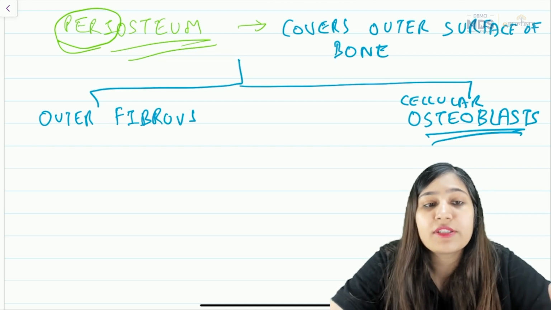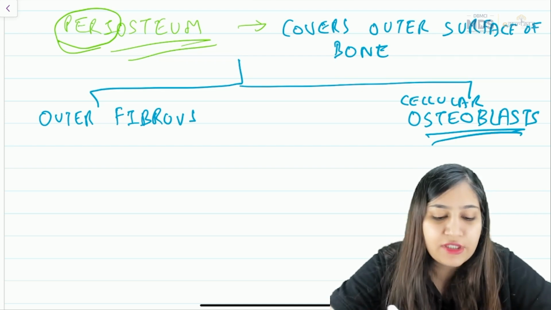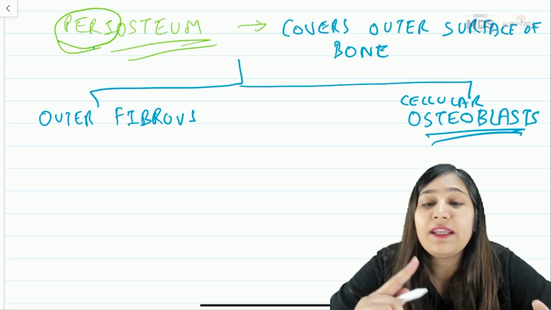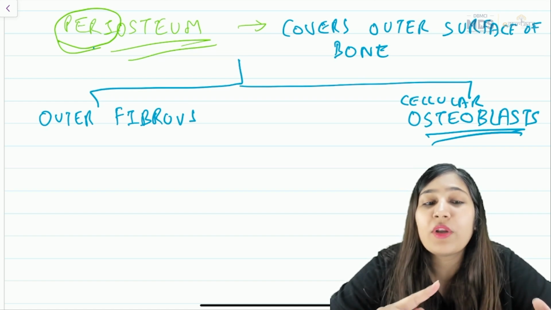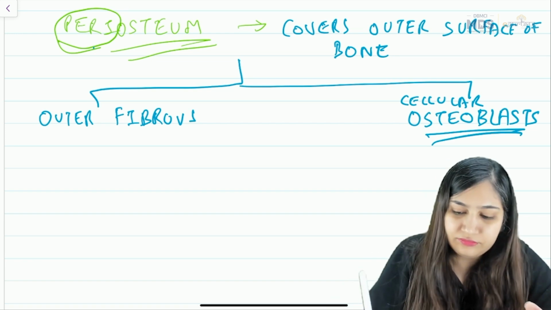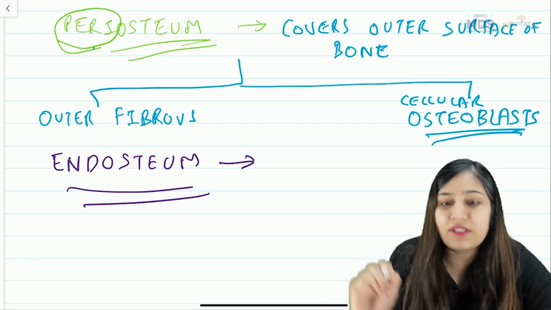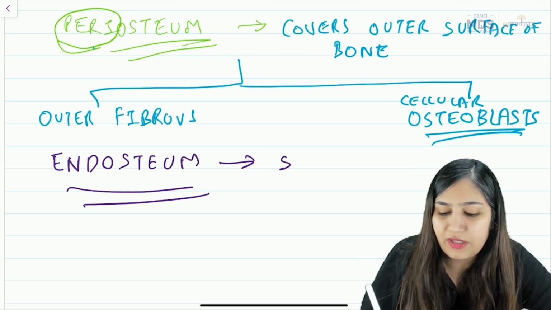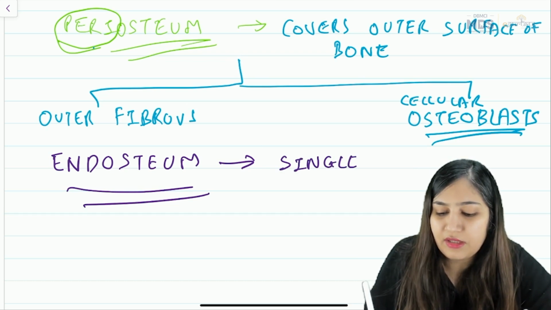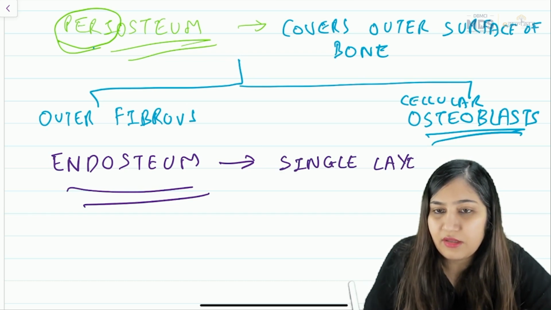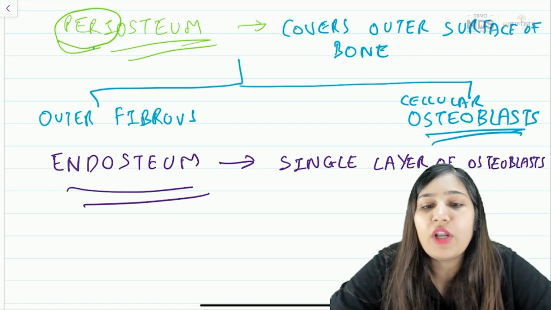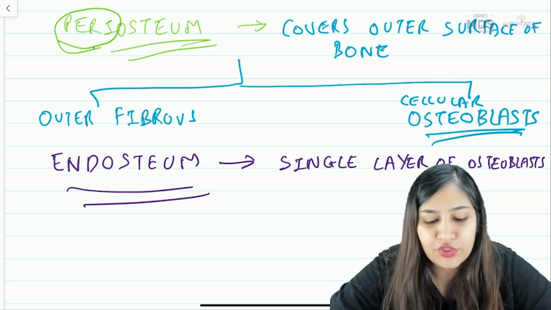Endosteum. Endosteum meaning inner portion. Periosteum covers the outer surface while endosteum lines the inner bone cavities. Endosteum is composed of a single layer of osteoblasts, and sometimes a small amount of connective tissue is present.